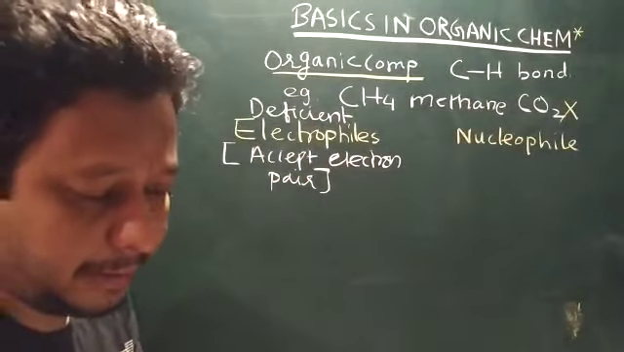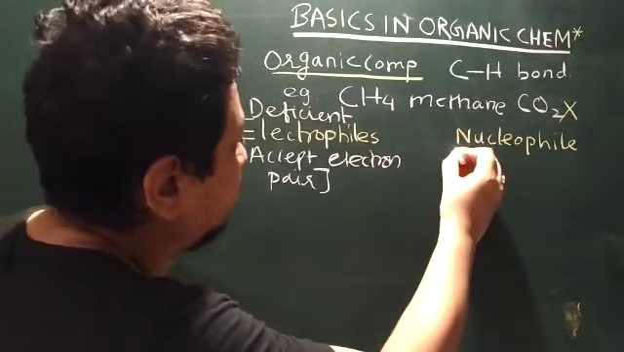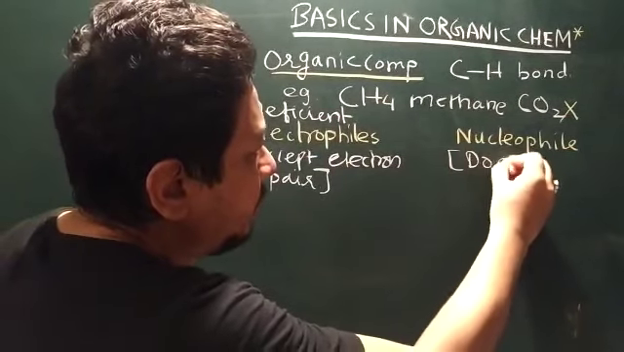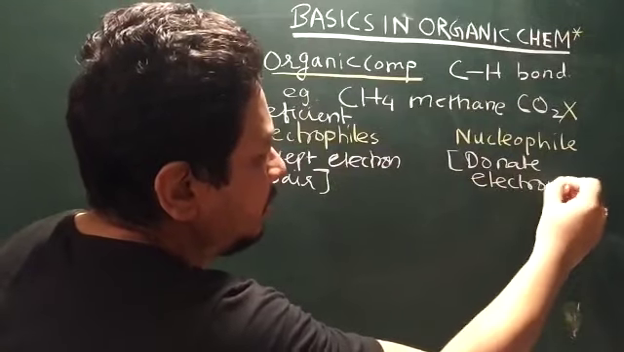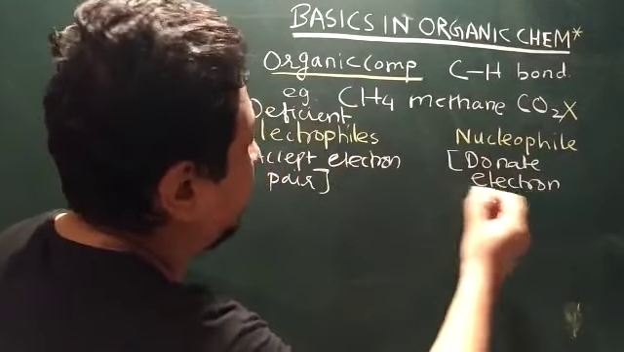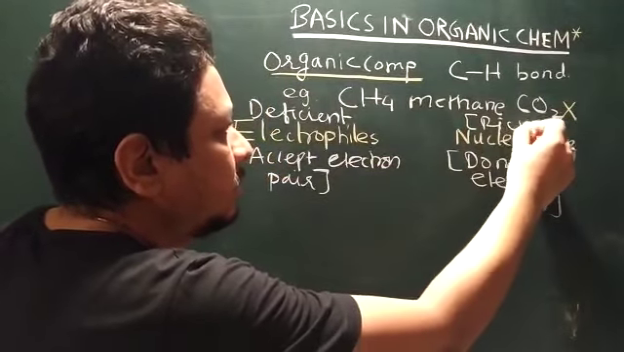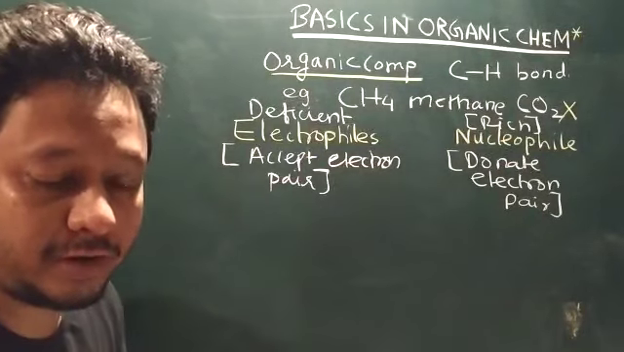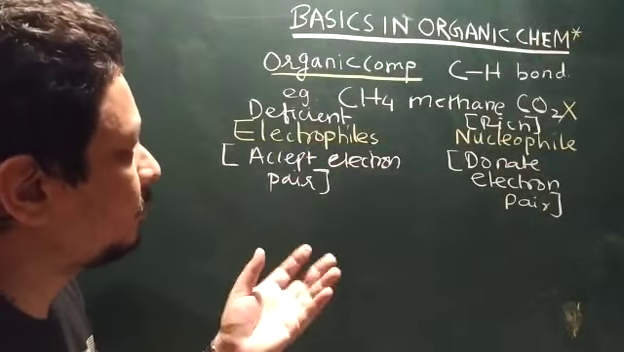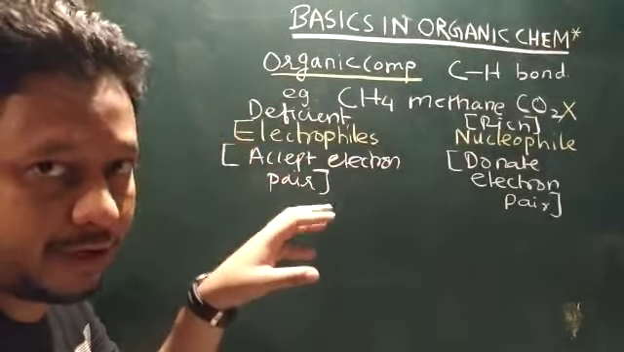But nucleophiles donate the electron pair. When they donate the electron pair, what happens? They are electron rich. So that's why we must understand the first basic definitions of electrophile and nucleophile. Electrophile means electron loving. Why electron loving? Because they have a deficiency of electrons.